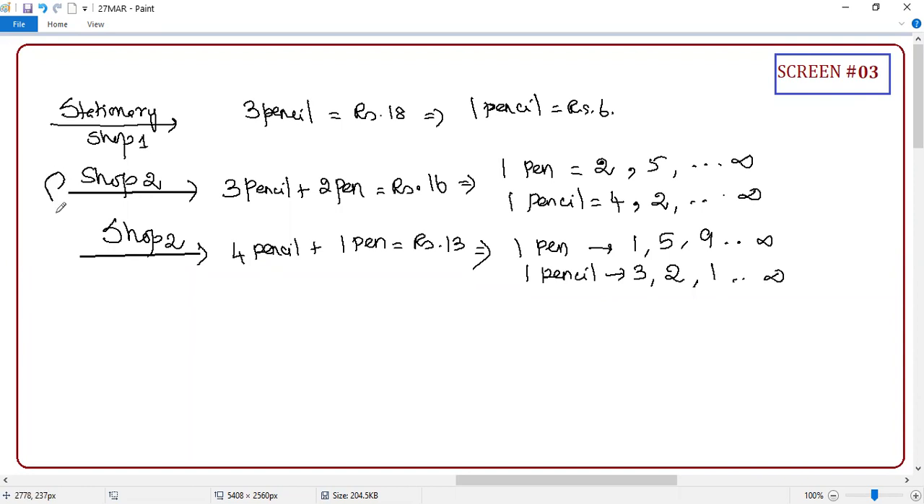Guys, you are visiting the same shop 2 times, and you find that you bought 3 pencils and 2 pens for 16 rupees, and 4 pencils and 1 pen for 13 rupees. If you consider this scenario, so many answers. If you consider this scenario, so many answers. But there is one answer which is common between both. Can you tell me which combination? 5 and 2. Yes, this combination is common.